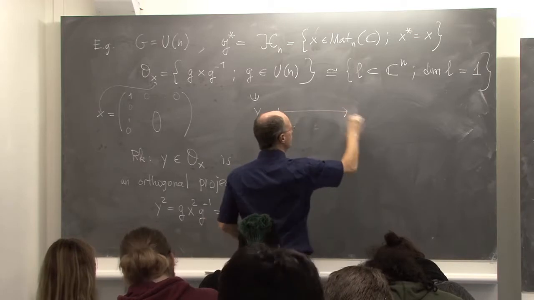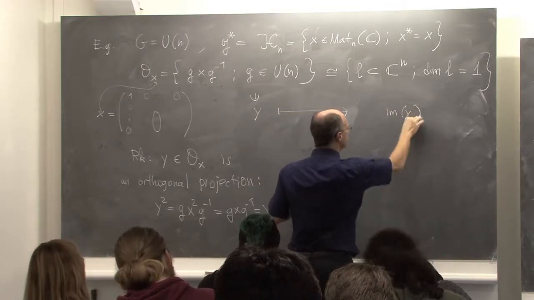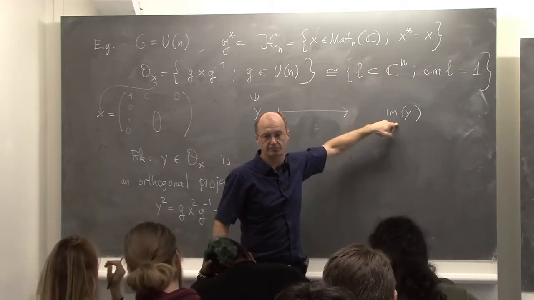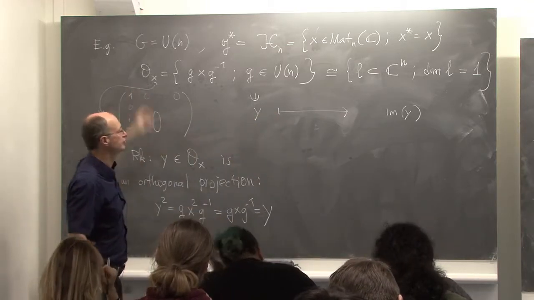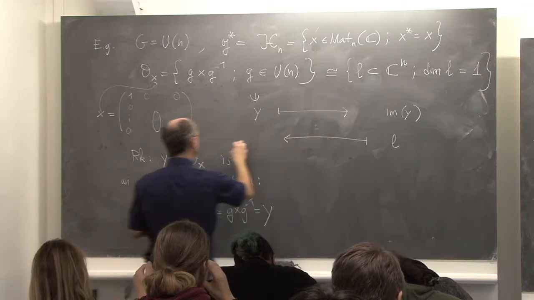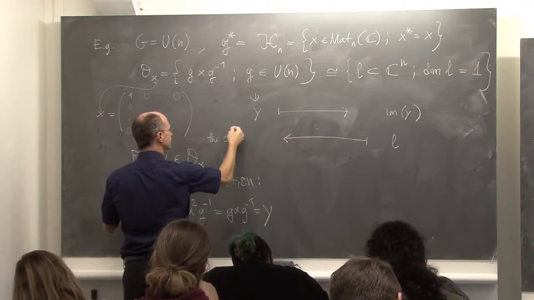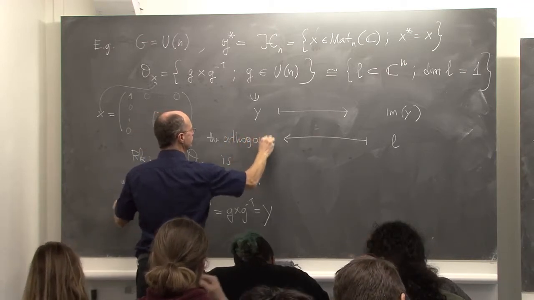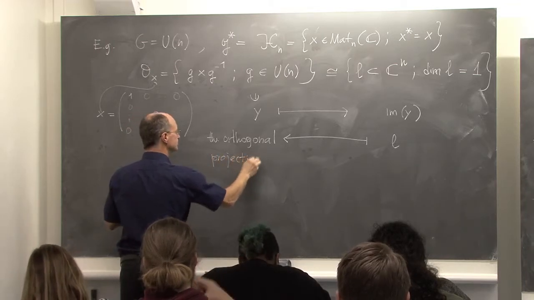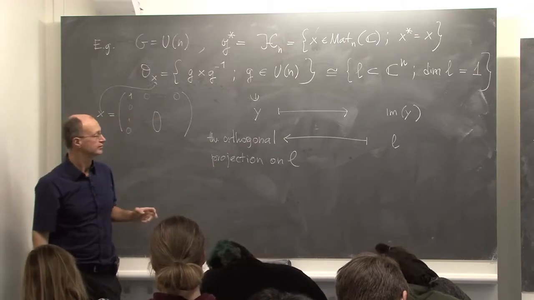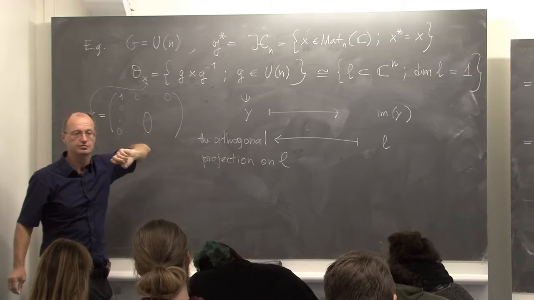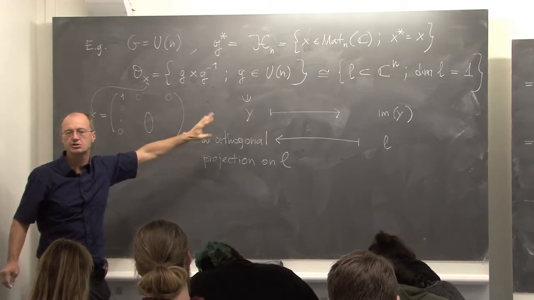So here y will be mapped to the image of y. This will be a subspace of dimension 1 because clearly x is of rank 1, so y will be of rank 1. And in the other direction, a subspace L will be mapped to the orthogonal projection on L, right? So this is just a one-to-one correspondence between subspaces and elements of this type. Should I make it more detailed, or is it just a linear algebra statement?